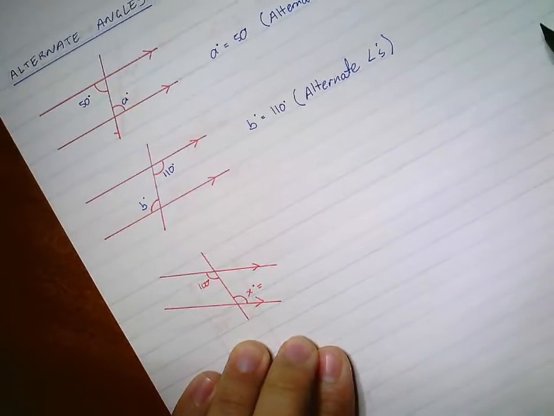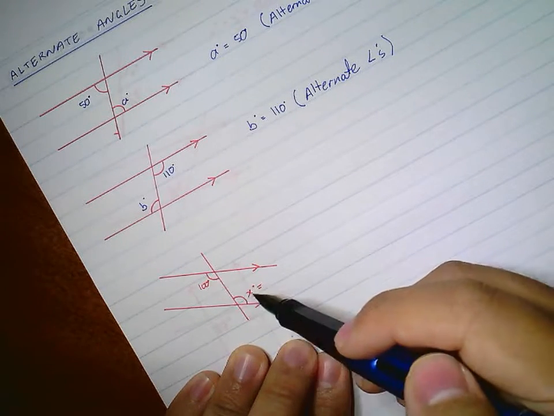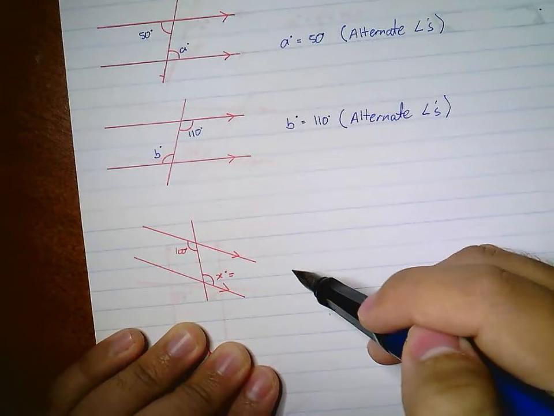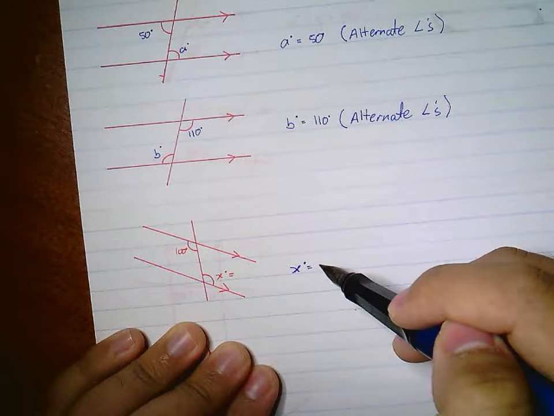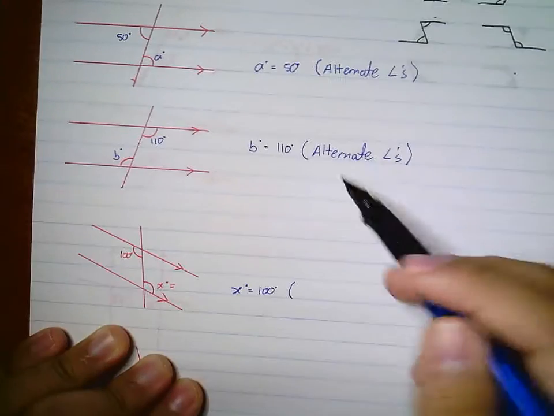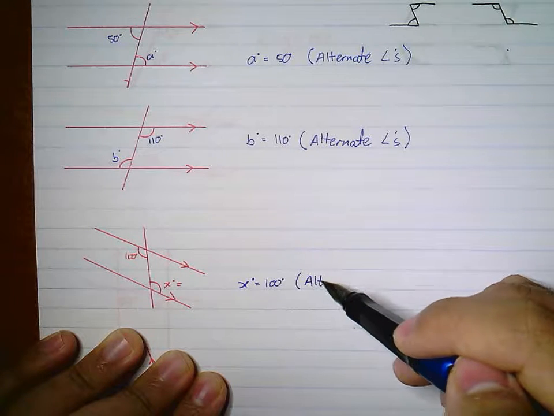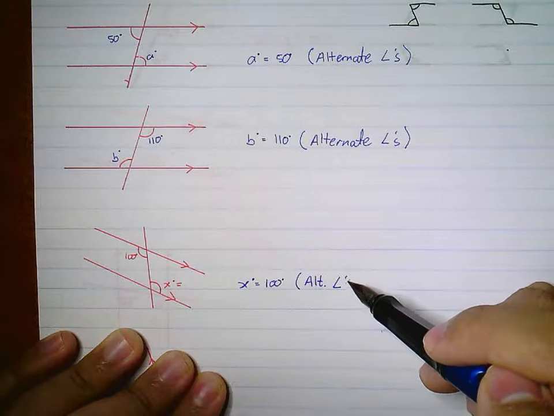Two more examples. Here we have a, can you sort of see the Z? If we turn it slightly this way, we have the Z going like that. So if that's 100 degrees, X must also be 100 degrees. And I'll show you the short form of this. Instead of writing the full thing, we can just write alternate angles.